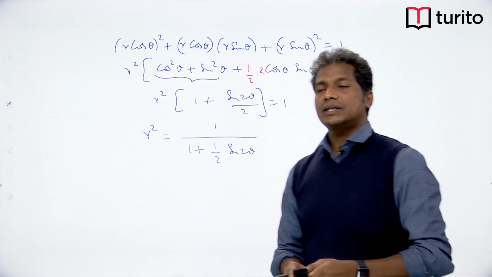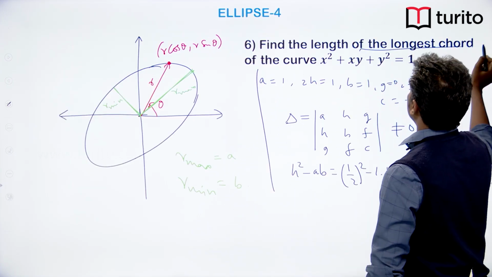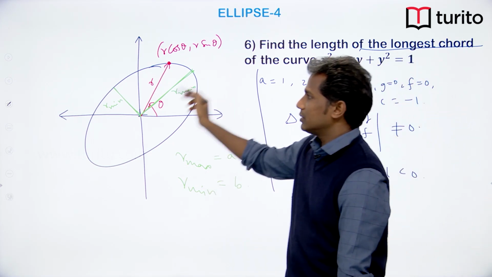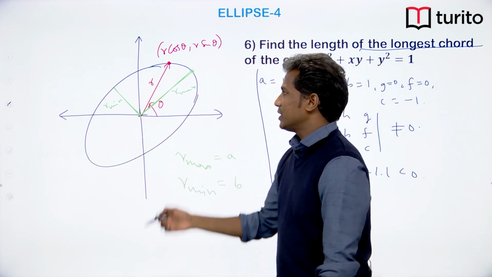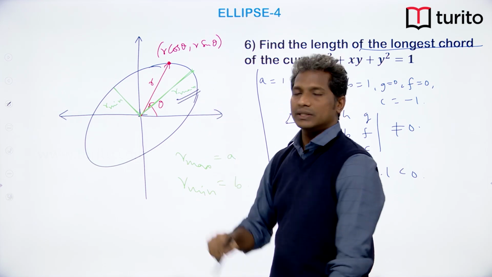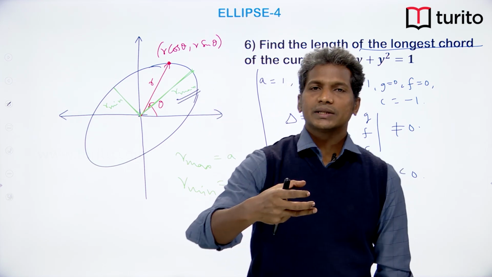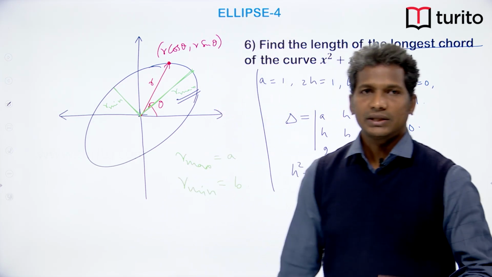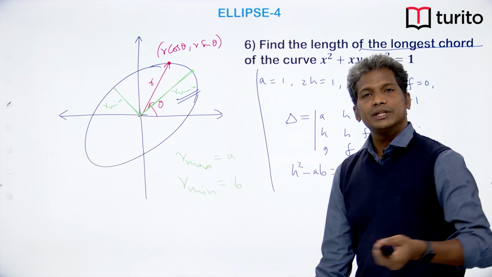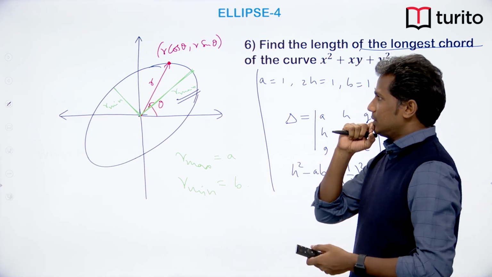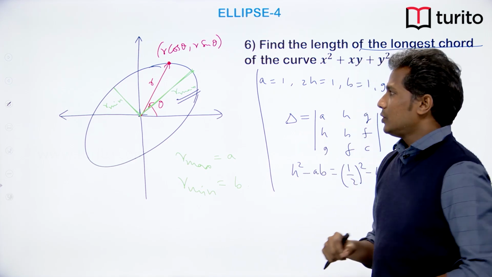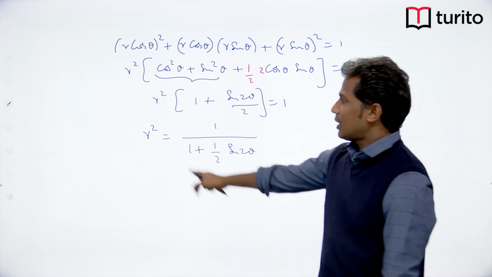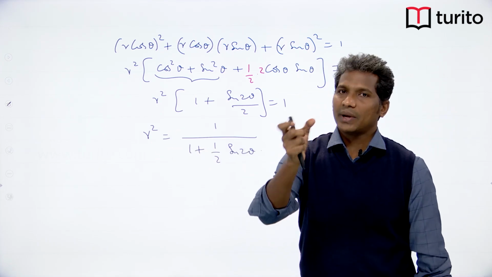Now what am I interested in? I am interested in the longest chord. Longest chord is the major axis. So basically I am interested in r max. If I can get the r max, by doubling it I will get the 2a, which is the length of the major axis, which is the longest chord. So now to get r max, I will focus on r square max.